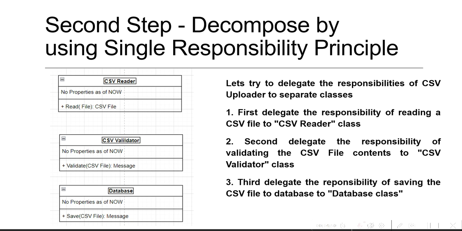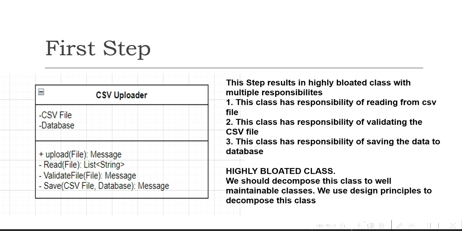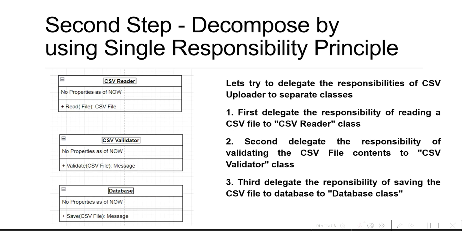So now what we have done is, we have made this highly bloated class into three. Based on the responsibility, we have decomposed it into three more classes. Now let's go and see. If there is any change in reading, only the CSV Reader class will get affected. Second, if there is any change in validation, the CSV Validator will get affected, right? And in the database, if there are any changes, any table change, anything, only the database class should get affected, right? So like that, your impact.